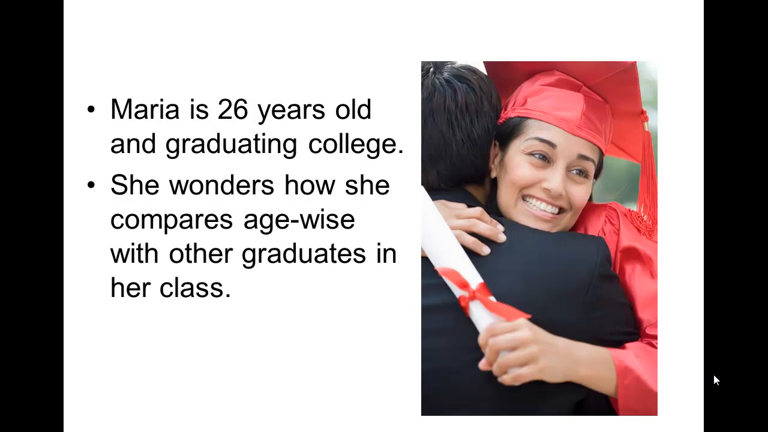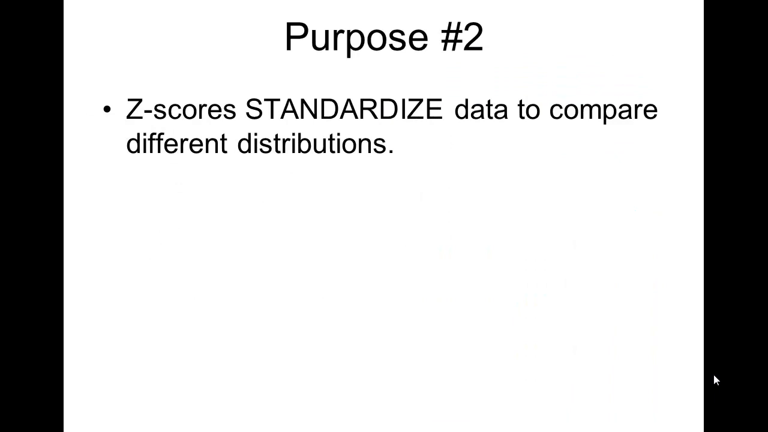So for example, if we had Maria, who's 26 and graduating from college, and she wants to know how old she is compared to the other graduates in her class, a z-score could be used to figure out just how far above or below the mean she was. But the more common purpose for the standard score is a z-score standardizes data to compare from different distributions. So we can compare scores that came from two separate distributions, two separate data sets, even if they have different means and standard deviations within each of those data sets.